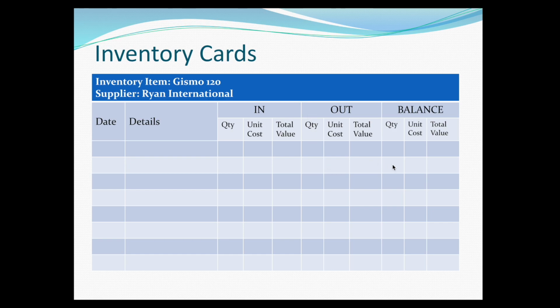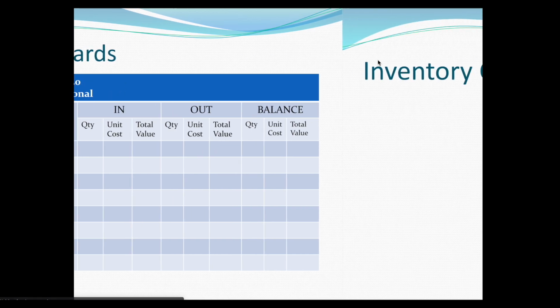Now for the balance, you have to record each type of inventory. If inventory comes into the business, then the quantity becomes bigger, there's more because you're getting more. Given that you have inventory coming out of your business, then the balance is decreasing. So this is the general gist of what an inventory card is.